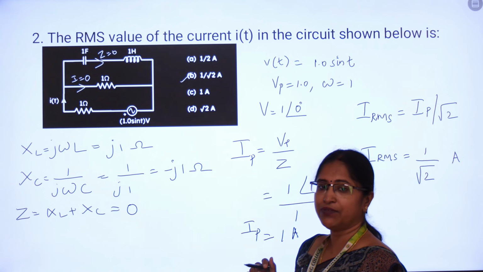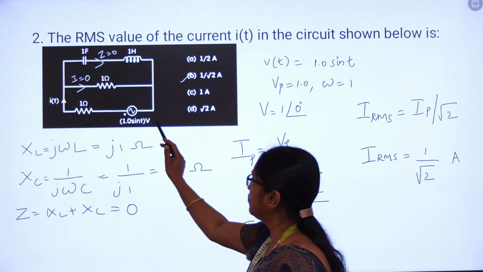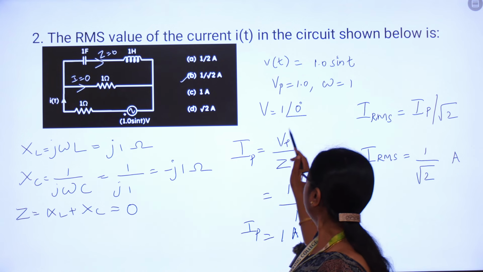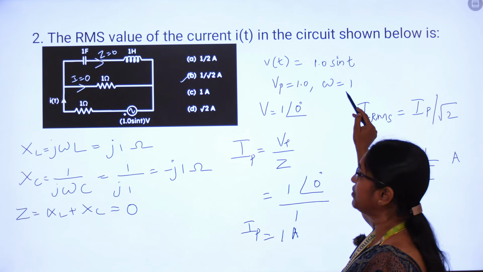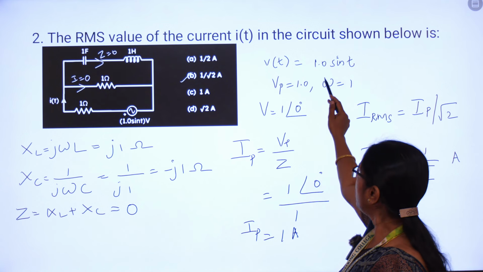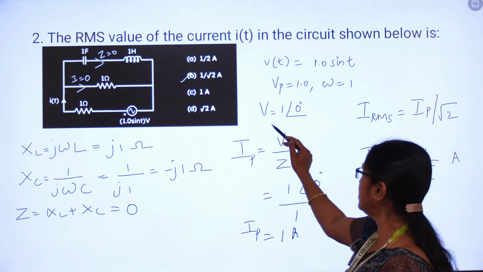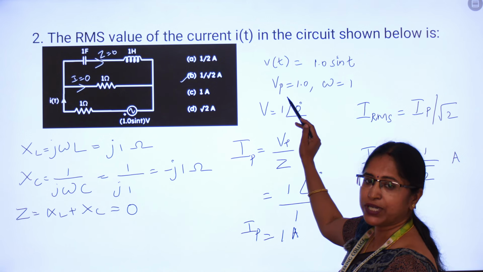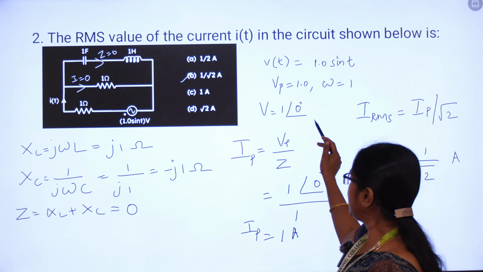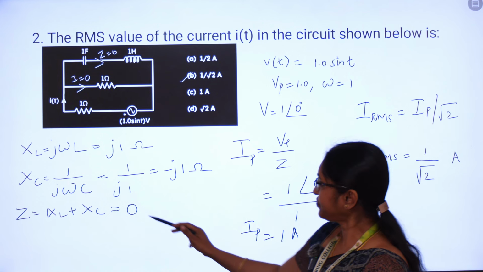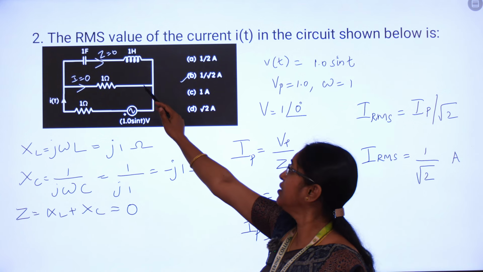Now, how to calculate the value of XL and XC? The XL formula is j omega L. Here V of t is equal to 1 sin t, so your omega value is nothing but 1. Your Vp value is also 1. So the polar representation of your voltage is 1 angle 0. Voltage magnitude is 1 and your phasor angle is 0. So based on that, you know the omega value is 1. So the XL value is j into 1. L is also 1 henry.